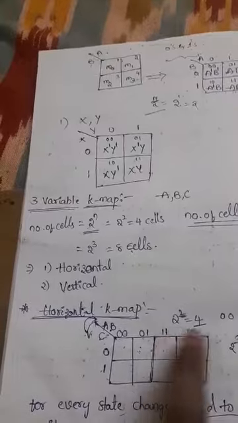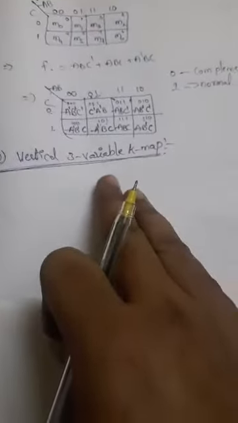Okay, so in that the main point is the reason behind why I am writing 10 here and 11 here, this is the reason. Okay, so now coming to the vertical three variable K-map. So here the three variable K-map can also be designed in a vertical manner, that is nothing but like this.